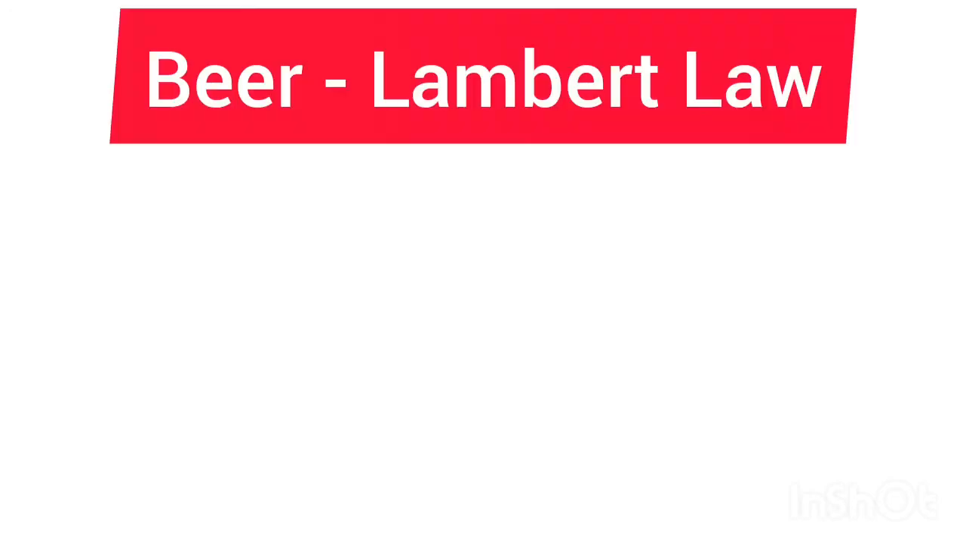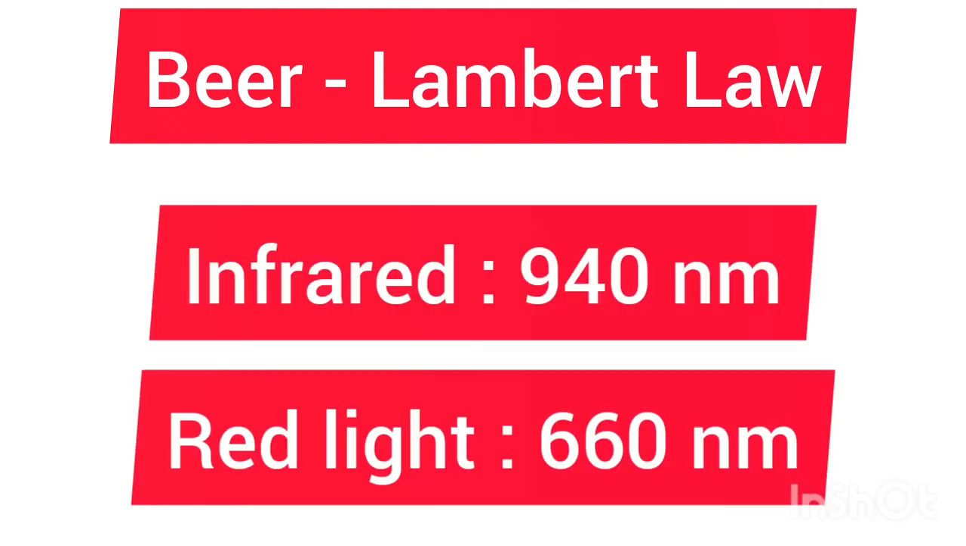Now let us look into how pulse oximetry works. Pulse oximetry works on the principle of Beer-Lambert law. Beer-Lambert law states that different solvents absorb infrared and red light at different wavelengths. A pulse oximeter probe emits two lights of different wavelengths: red light at 660 nanometer and infrared at 940 nanometer.